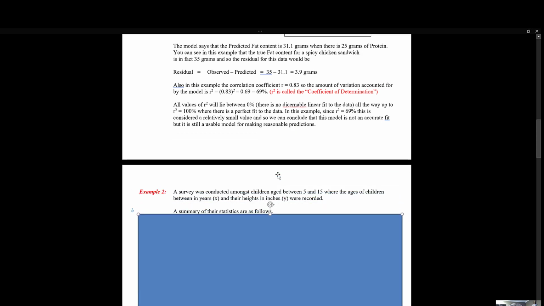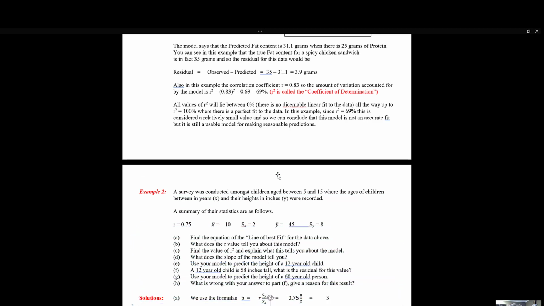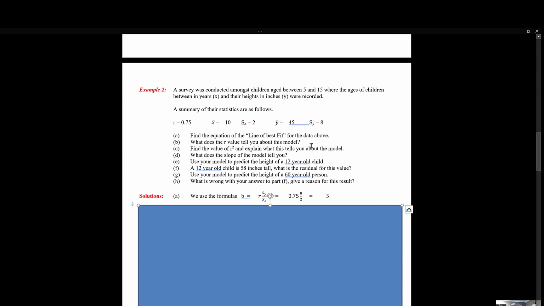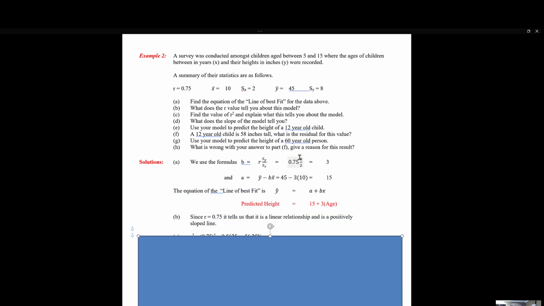So here is a worked example. This, in fact, is online. You can read through it as a PDF. But we have an equation here, and what they've collected data on is children between 5 and 15, and they've measured their height. And so at the end of the calculation, the predicted height of a child is 15 plus 3 times their age.